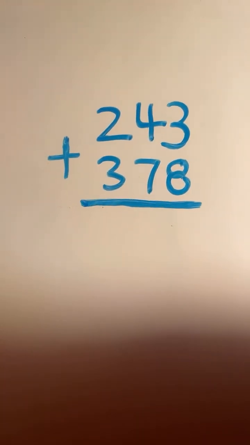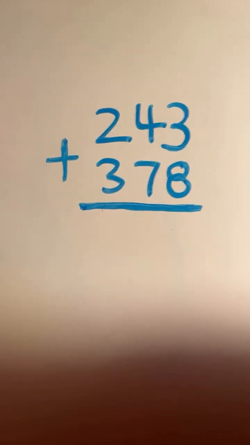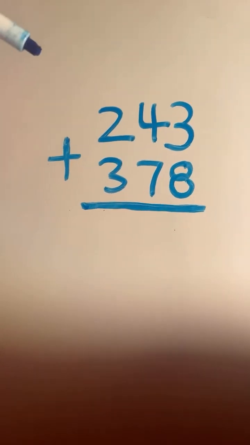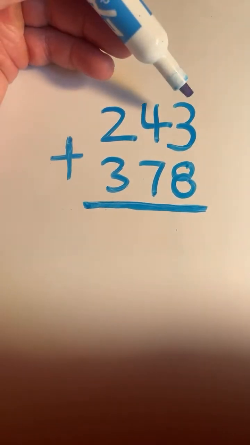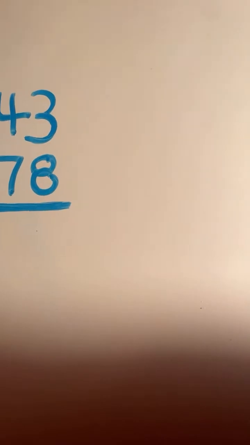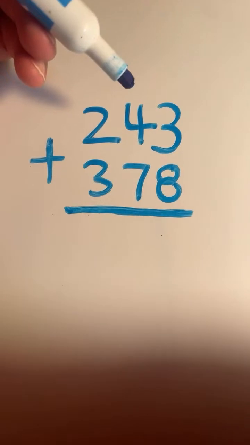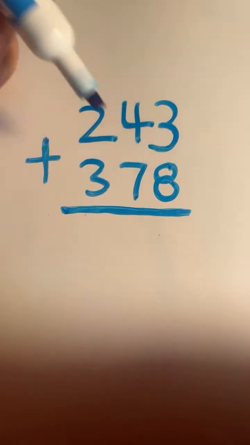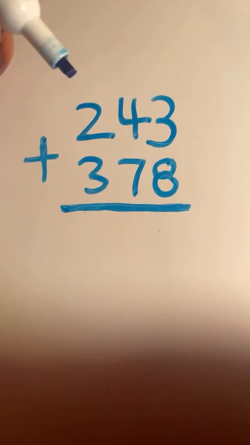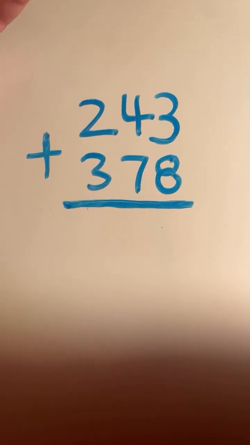So we always want to start with the digits in the ones place. We always want to start with the digits all the way to the right. So the digits in the ones place are 3 and 8, so we have to add 3 plus 8. And if our sum is 10 or more, we will need to regroup. So 3 plus 8 equals 11. Now that 11 is more than 10, because our sum is more than 10, we have to regroup.